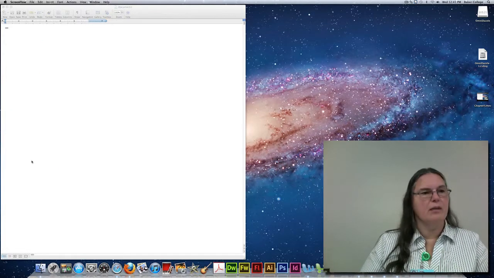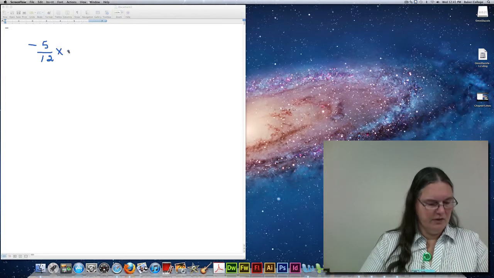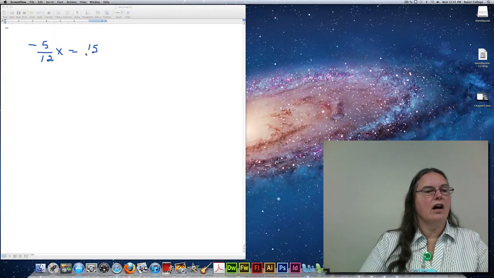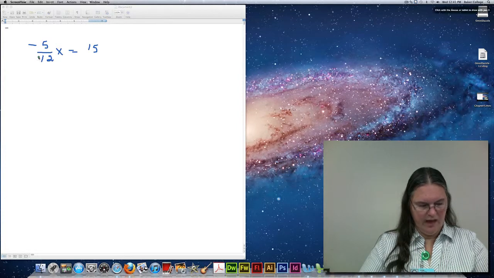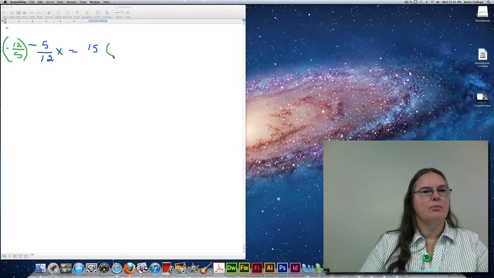The next type of problem I'd like to do is an extension of what you already did. We have the opposite of 5/12 x equals 15. Again, how do we get rid of this side? Just take what you know from fractions, multiply by the reverse, the inverse of it, which is the product of reciprocals, and then do exactly the same thing over here, and I'll put this over 1 so it looks like a fraction.